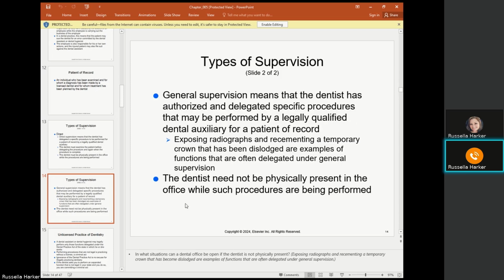And then there's general supervision. The dentist is not required to be in the office when a procedure is provided under general supervision. So you might think, when is a patient going to come to the dentist when the dentist isn't there, right? Well, that could be maybe for an emergency appointment. The patient may have a temporary crown and the crown came off and needs to be temporarily re-cemented. That is something that you could do under general supervision.